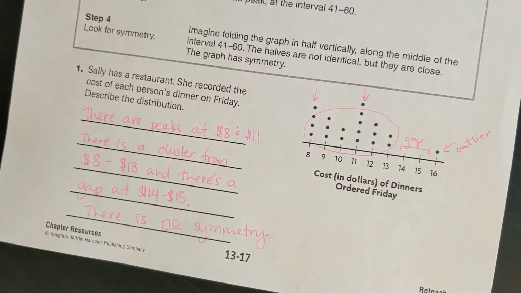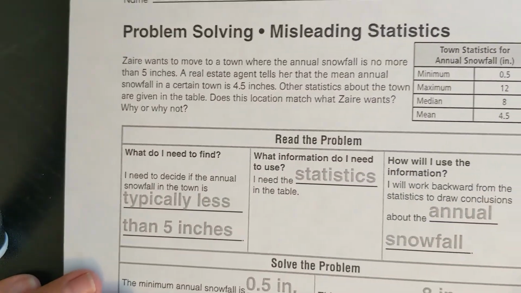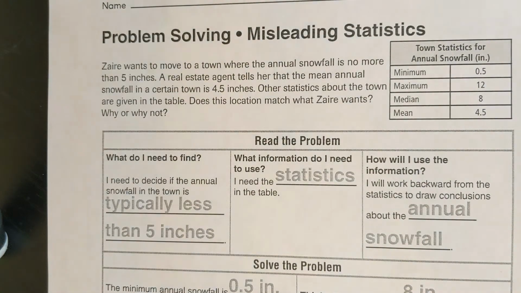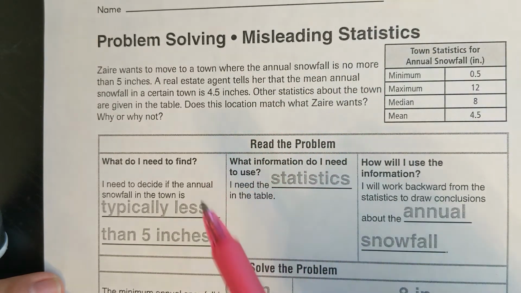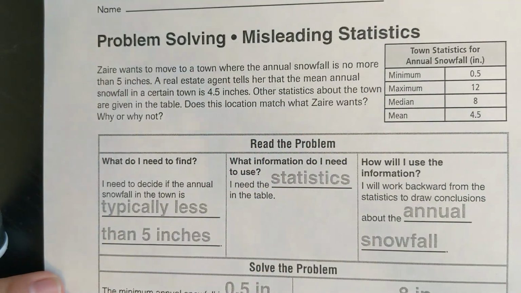Now I'm going to do some for 13.8. Okay, so here we go. This one is problem solving, but it's paying attention to misleading statistics. Okay, so up here we have Zara wants to move to a town where the annual snowfall is no more than 5 inches. A real estate agent tells her that the mean annual snowfall in a certain town is 4.5 inches. Other statistics about the town are given in the table. Does this location match what Zara wants? Why or why not?